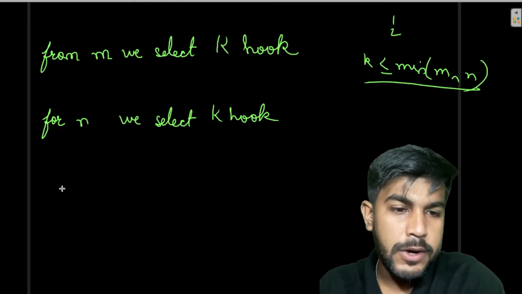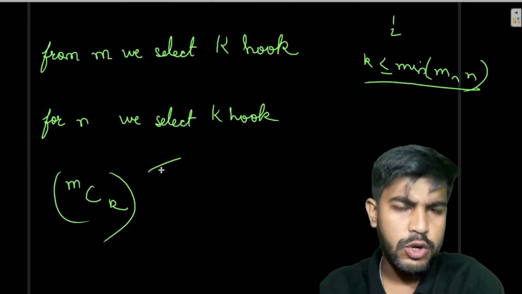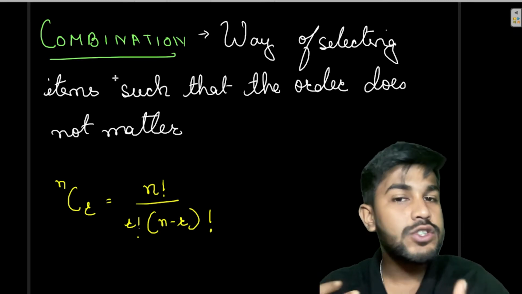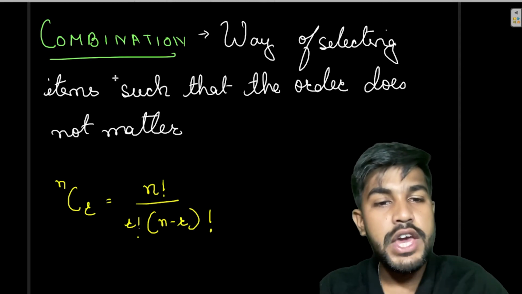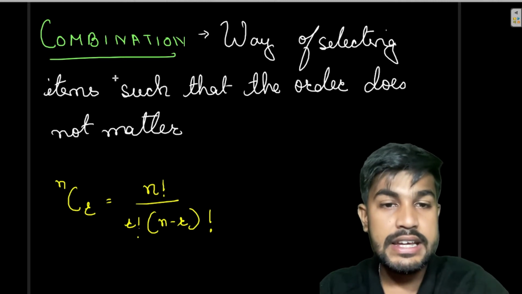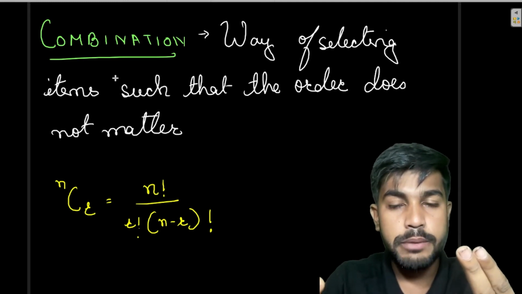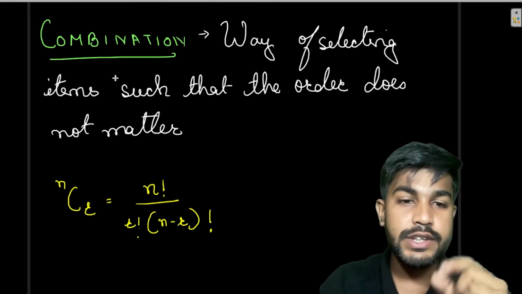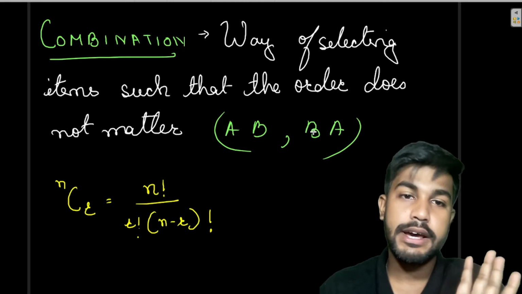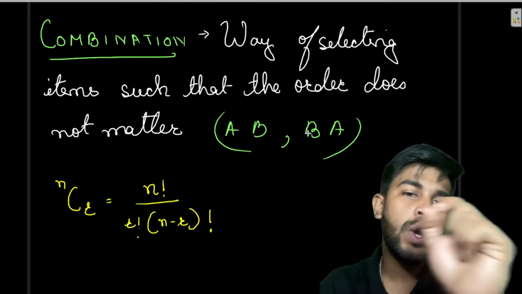So we are talking about the selection of M choose K. What I am talking about is combination. The definition of combination is a way of selecting items such that the order does not matter. If the ordering does not matter, that means two entities with different orders would be the same one. Like AB and BA would be treated as one by this example. And this definition fits perfectly with what is being asked.